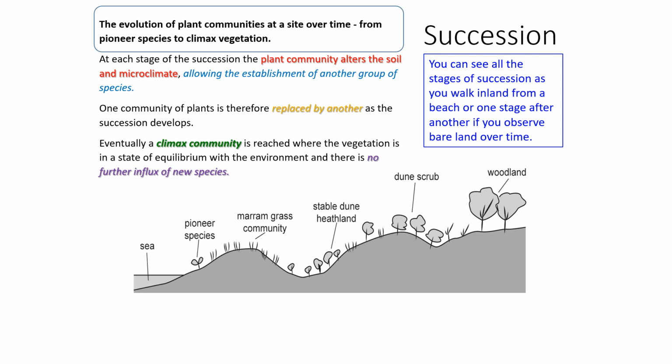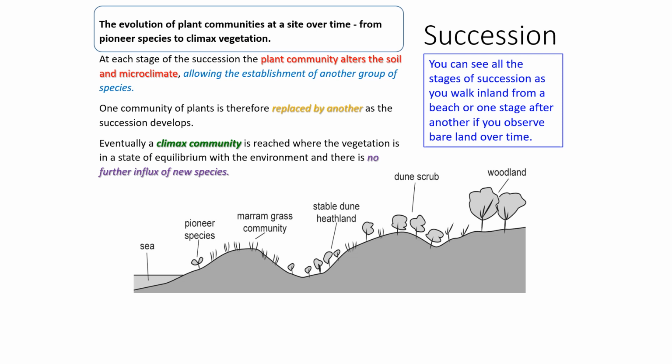At each stage of succession, the plant community alters the soil and microclimate, allowing establishment of another group of species. One community of plants is therefore replaced by another as succession develops. And eventually, a climax community is reached where the vegetation is in a state of equilibrium with the environment and there is no further influx of new species. We're going to look at each of these points separately and talk about them a little bit more.